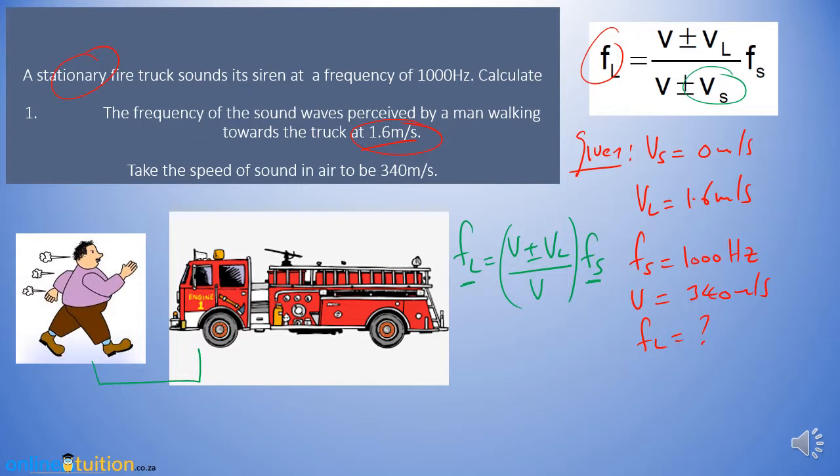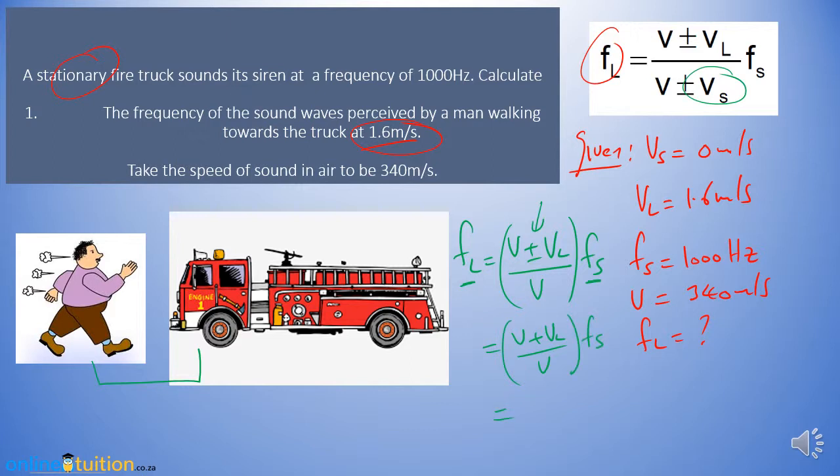Well, if we want a bigger frequency, we better be multiplying Fs by a bigger number, at least greater than 1. So I think you'd agree with me that we have to use the plus sign and not the minus sign. So in this case, we're going to go (V plus VL) all over V times Fs.